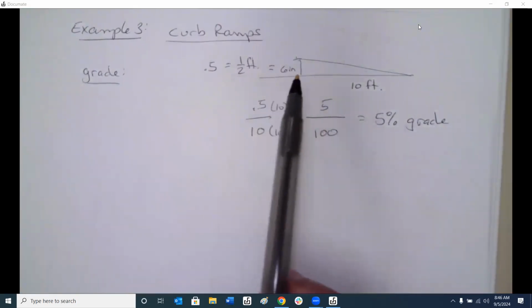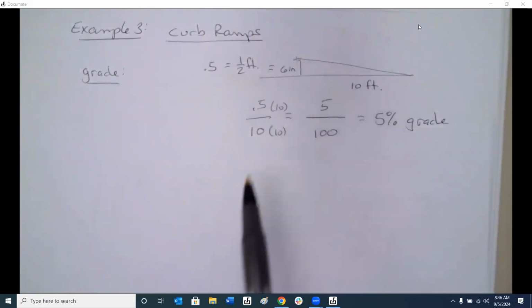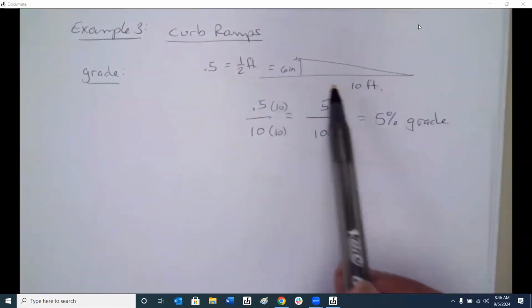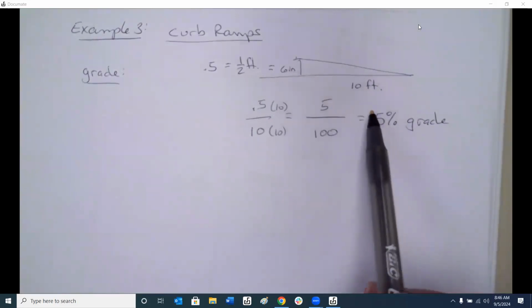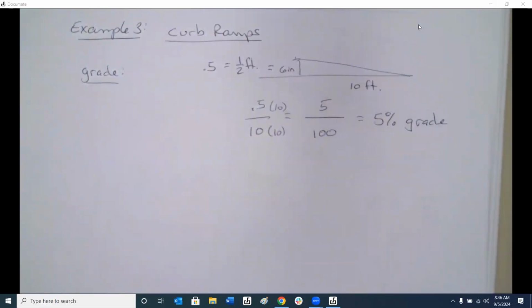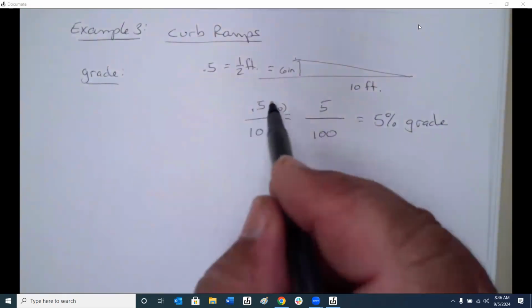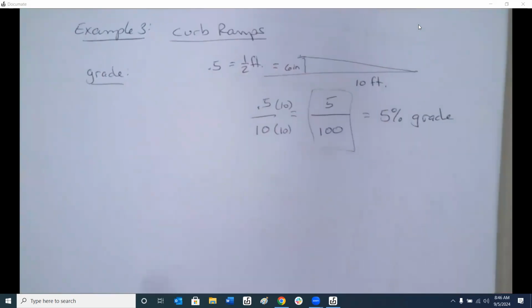So that's the only thing you have to do is make sure that the units you're using are the same. Because even if we went to inches, it would still give us the same number. Because it's the ratio that we're looking for.